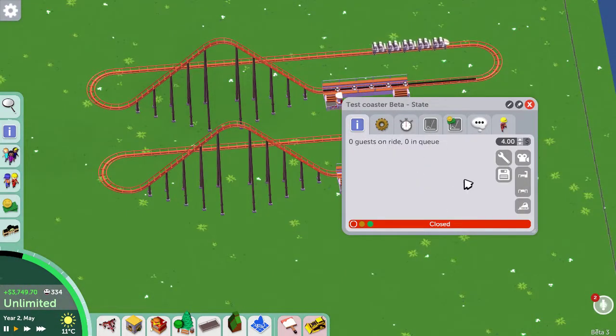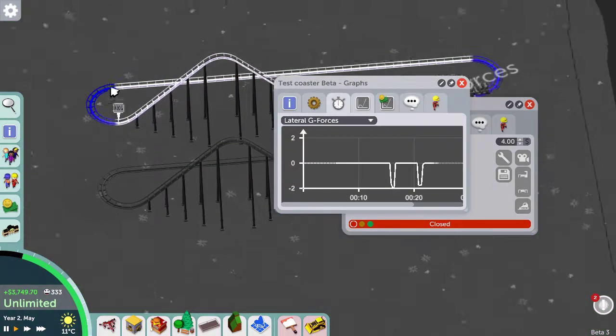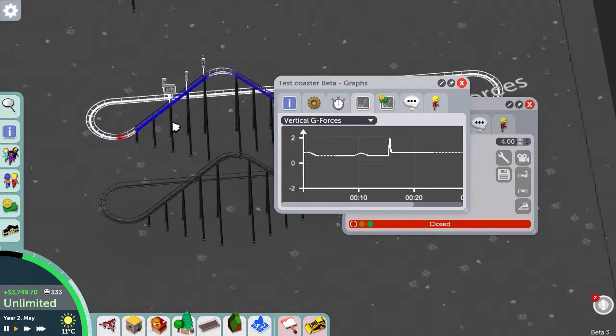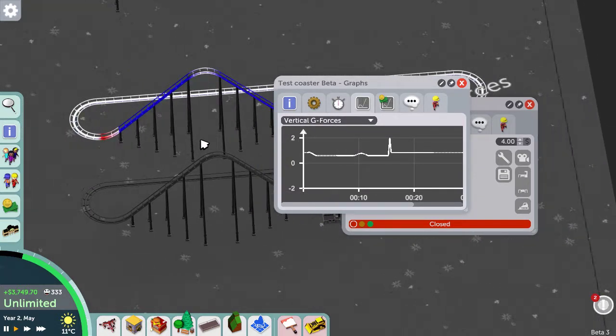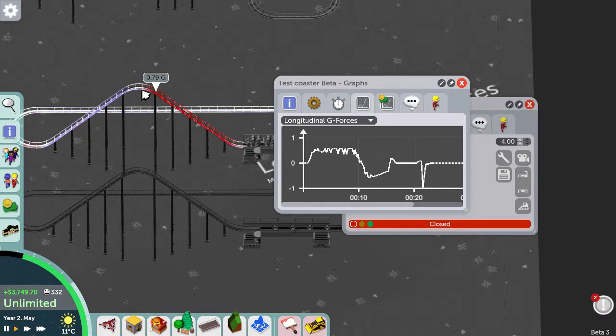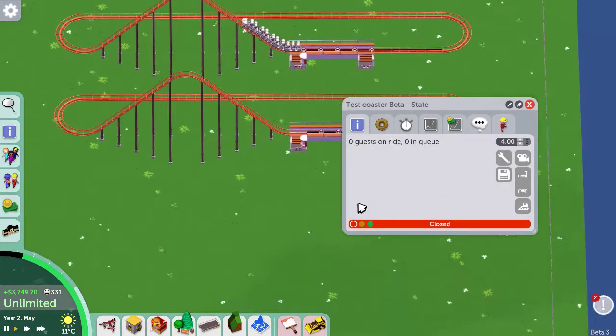I've got no data, so look at this one really quick. Lateral G-forces, you'll see there's a lot in the turns, whereas vertical G-forces are from hills and bumps and loops, things like that. And then longitudinal is generally when you accelerate. A chain lift hill is not really going to accelerate you very fast, and this is not going to change that much in terms of acceleration either.